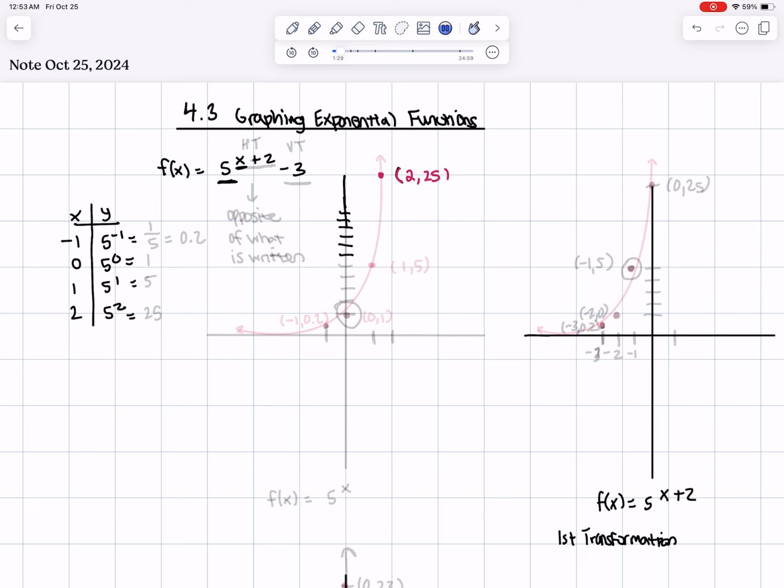So in my calculator, we calculate to see what that is. 5 to the -1 is 1/5 or 0.2. 5 to the 0 is 1. 5 to the 1 is 5. And 5 to the 2 is 25. Okay, so we're ready to graph.